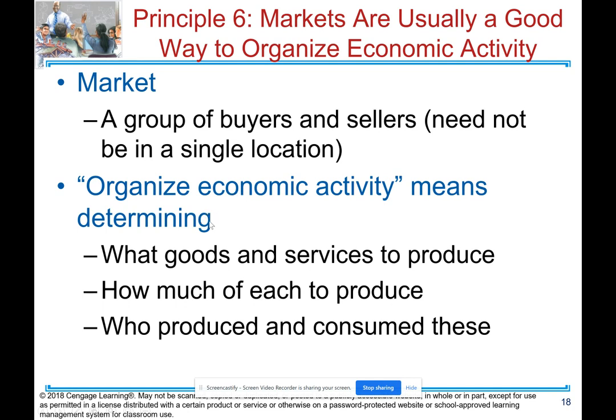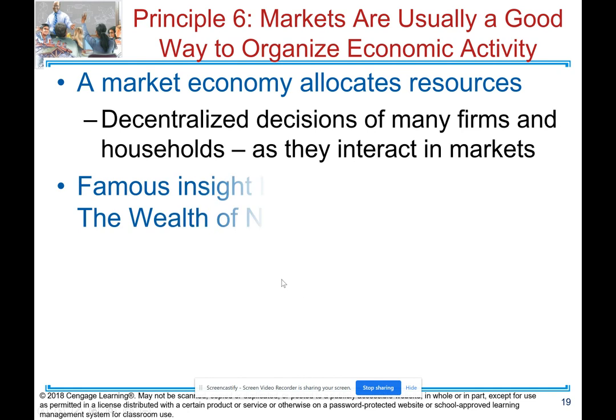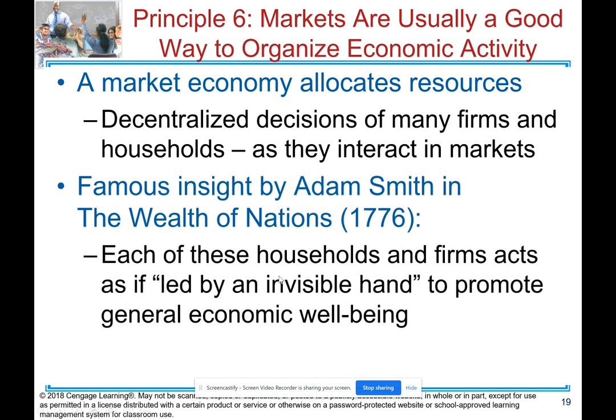The meaning of this is there are three basic questions that must be answered within the marketplace. What goods and services to produce? How much of each to produce? Who produces and consumes these goods? Those questions are answered in the marketplace. The market economy allocates resources. It is the decentralized decisions of many firms and households as they interact in markets.